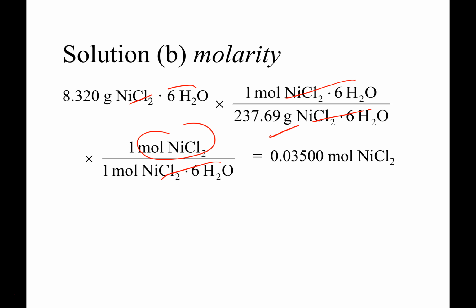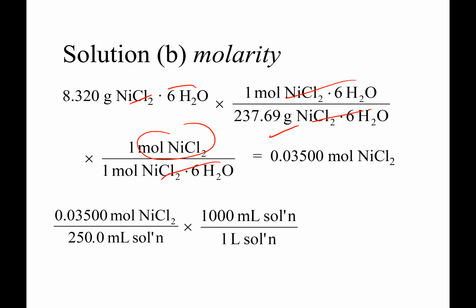So working it stepwise. Now to get to molarity, all I need to do is take those moles and divide by that volume. That's what I've done here. Except we have to do what we did before and introduce a term to make liters in the denominator. So you put 0.03500 moles of NiCl2 over 250.0 milliliters, and my next term will be 1,000 milliliters over 1 liter. That will give me units of moles per liter, which is awesome.